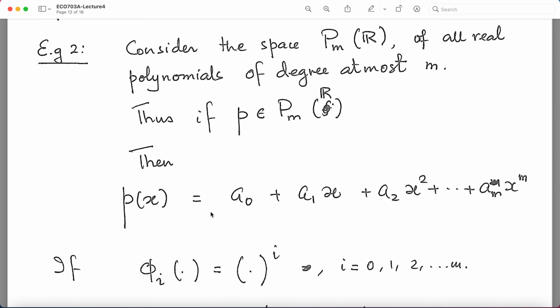If P has degree exactly m, then a_m cannot be equal to 0. It can have lesser degrees. Now, if I change the P, I call it some q(x), then these a0, a1, a2 will all change.